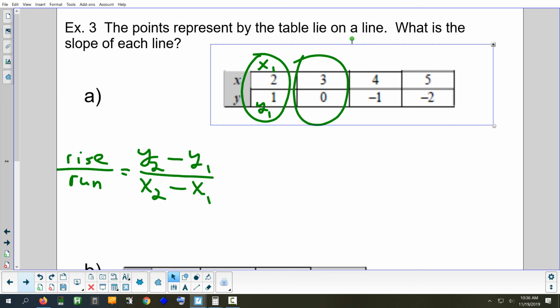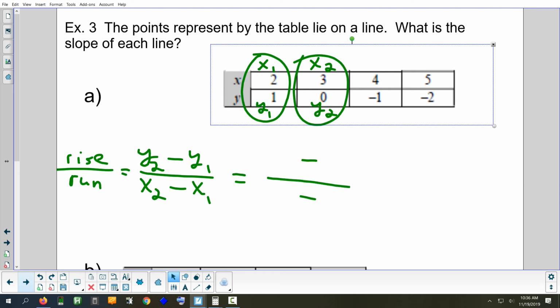3, is that an X value or a Y value? It's X. Can it be my first X? No, because the other one is the first. You made the other one my first X, so that has to be my second X. Is 0 an X value or a Y value? Y. Can it be my first Y? No, I already picked something for my first Y, so it's got to be my second Y. Now that's the hard part. Now just plug those numbers in and we'll have our answer.